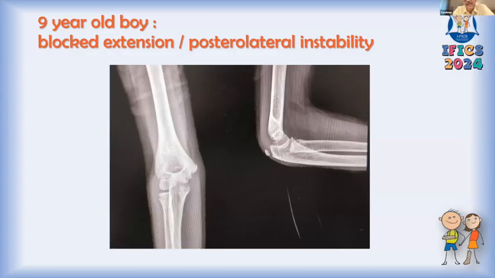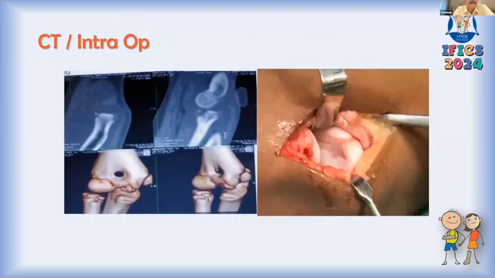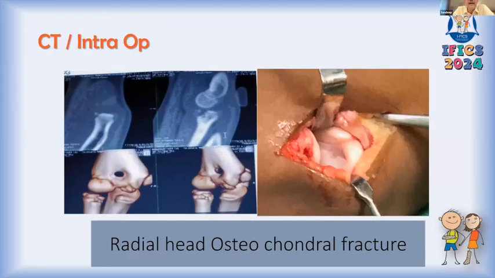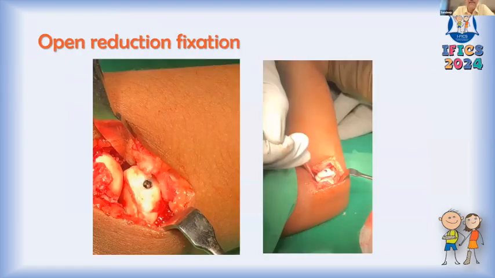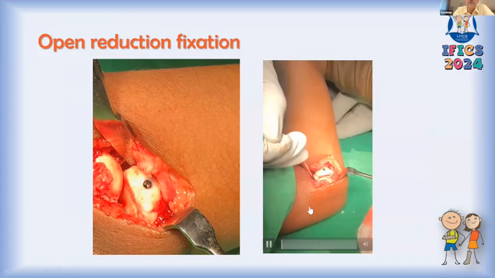On the first view, the x-rays seemed normal, and an earlier orthopedic surgeon had actually sent him off saying that there's nothing wrong with you. But when we drew the radiocapitellar line, we found that the radial shaft was subluxated posteriorly. And advanced imaging showed that this was a radial head osteochondral fragment where the shaft had subluxated posteriorly and was blocking the extension of the joint. So this was a radial head osteochondral fracture, and we had to fix it using Herbert screws.